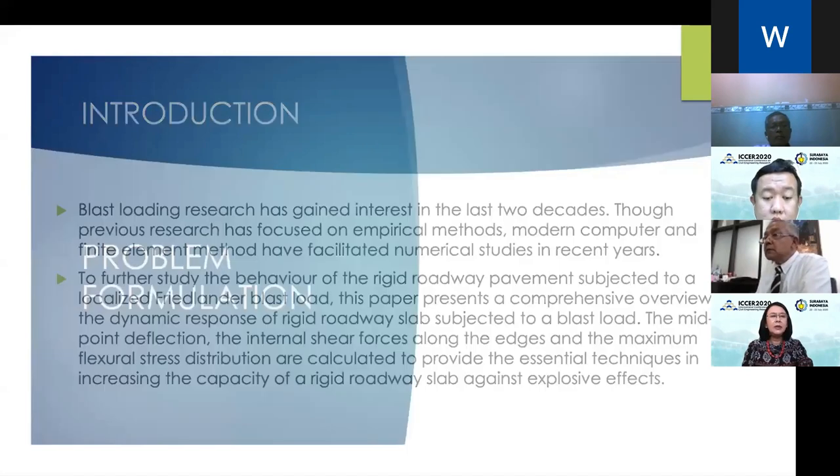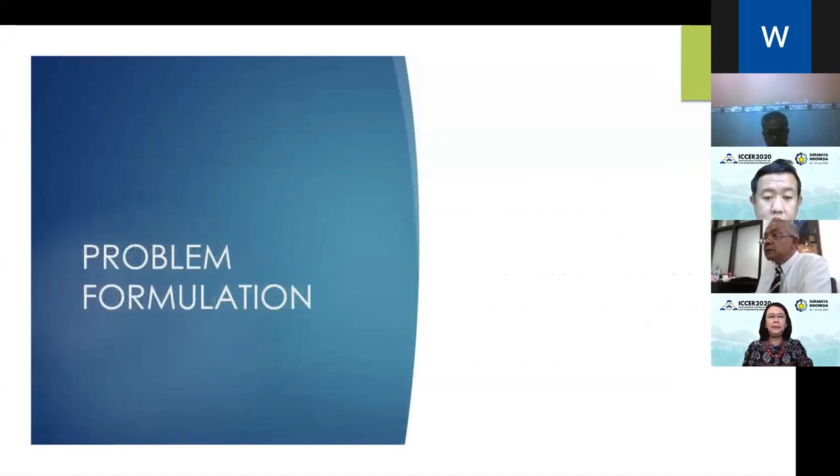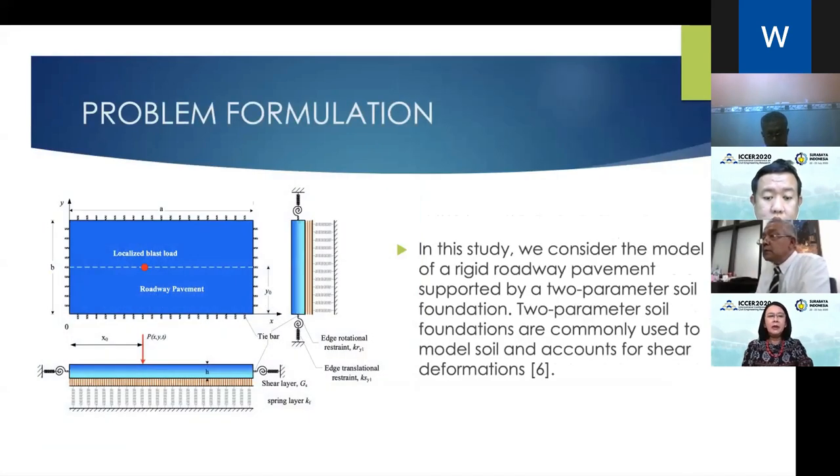The next one is the problem formulation. This is the model of a rigid roadway pavement. In this study, we considered a rigid roadway pavement supported by a 2-parameter soil foundation, usually called the Pasternak foundation model. A 2-parameter soil foundation is commonly used to model soil and accounts for shear deformation. Along the edge, we have dowel and tie bars.